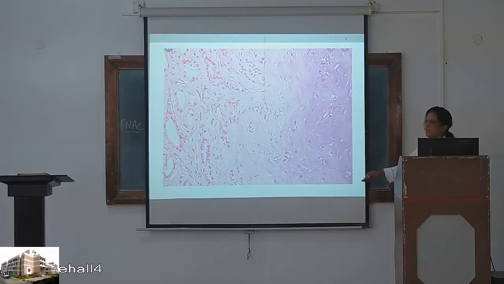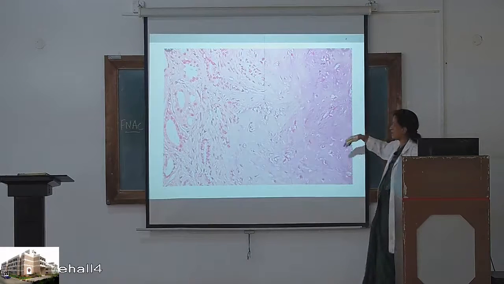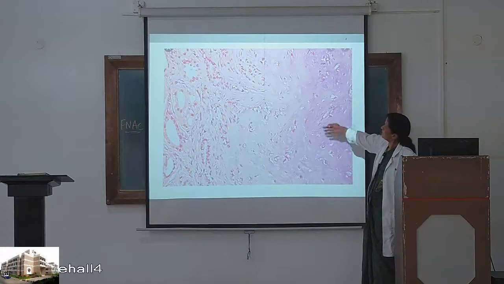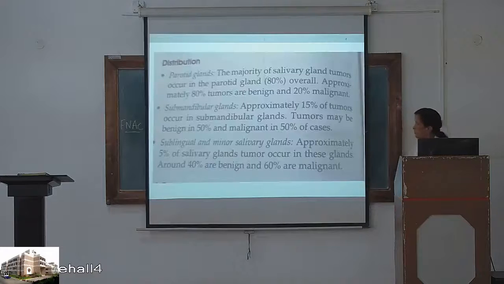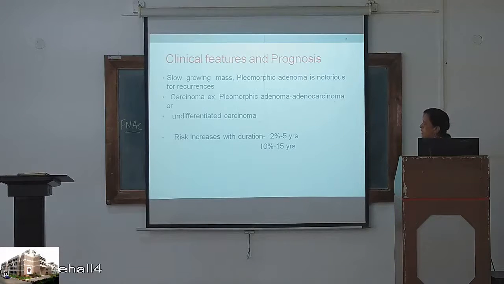See, very nice myxoid stroma. This is the one which gives rise to that translucent appearance grossly. Look at the myxoid stroma and look at the epithelium arranged in the form of ducts. Yes, this is just a repetition. So now I told you the most common is parotid, then comes submandibular, then sublingual and the minor salivary glands.